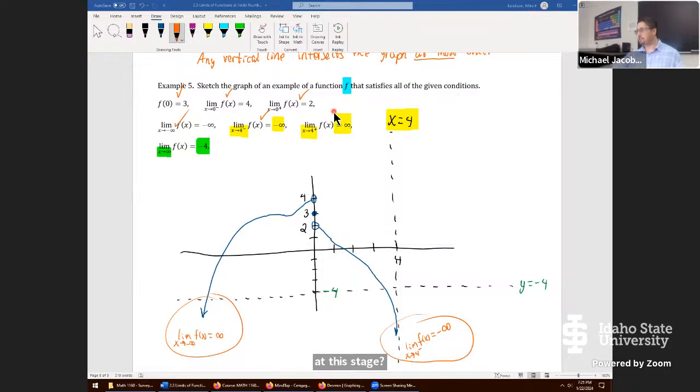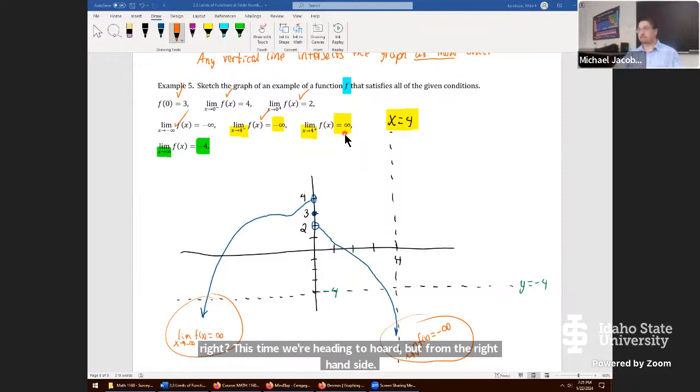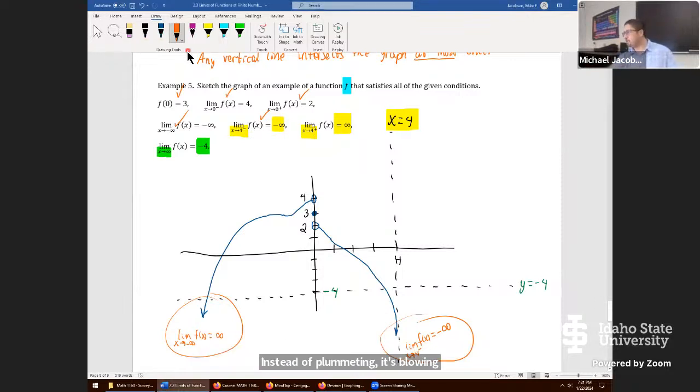Okay, well, last one is kind of the same as the prior one, right? This time we're heading to a 4, but from the right-hand side. Instead of plummeting, it's blowing up towards positive infinity. And so you might draw something that goes like this, but let's get the right color pen going. So that's the one heading off towards positive infinity. I don't like the way I drew that right there, but let's go with it.